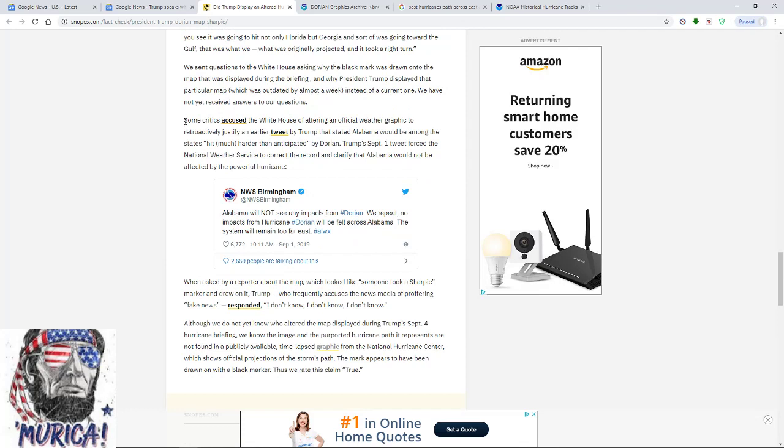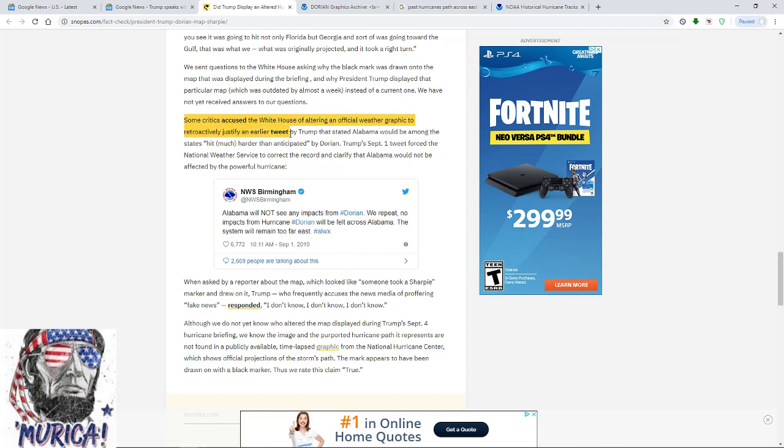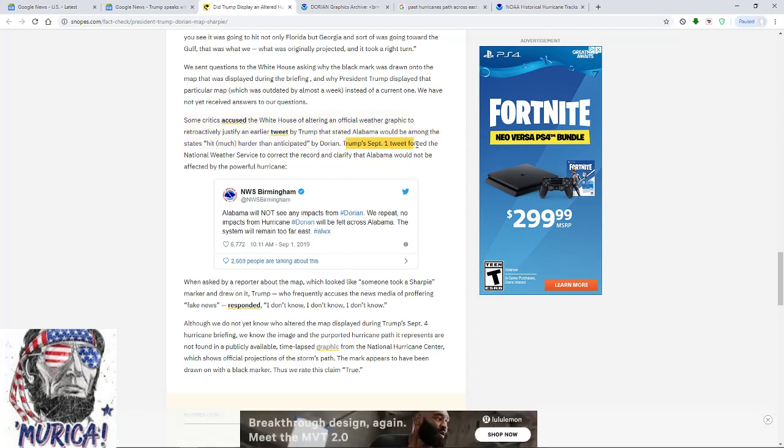Here we go. Some critics accuse the White House of altering an official weather graphic to retroactively justify an earlier tweet by Trump that stated Alabama would be among the states hit much harder than anticipated by Dorian. Trump's September 1st tweet forced the National Weather Service to correct the record and clarify Alabama would not be affected by the powerful hurricane.